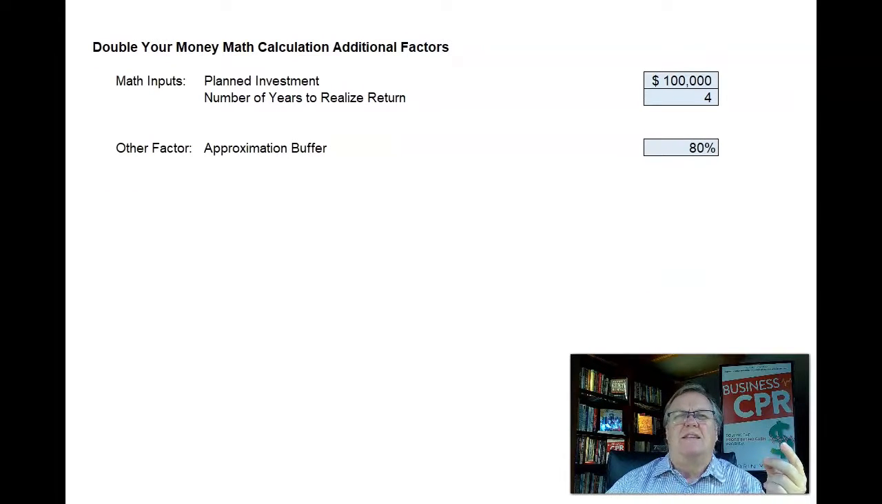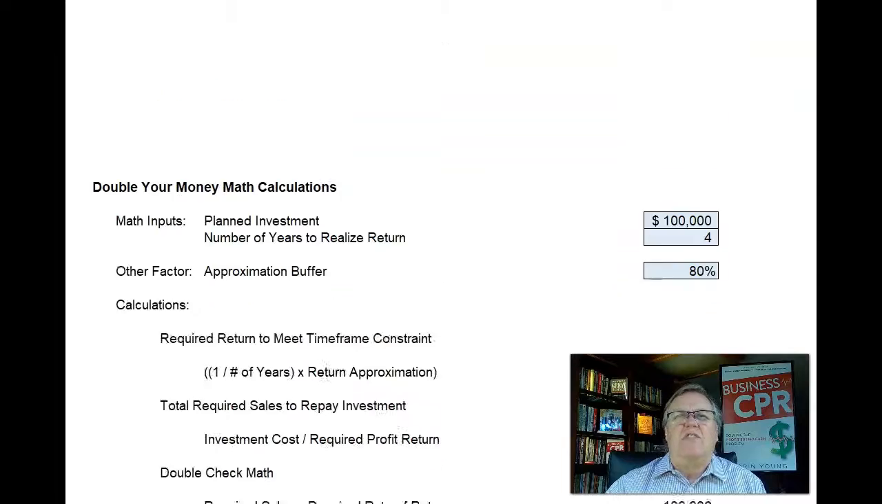The second thing you need to know is you need to have an approximation buffer. Because if you're 100% certain in all of the variables that are going to play out here, then you can put 100%, which will actually lower the numbers that you have to hit to be able to double your money against that $100,000. But one of the reasons why investments are always risky is because there's uncertainty in it. So you put an approximation buffer into this formula, and it allows you to do this math.